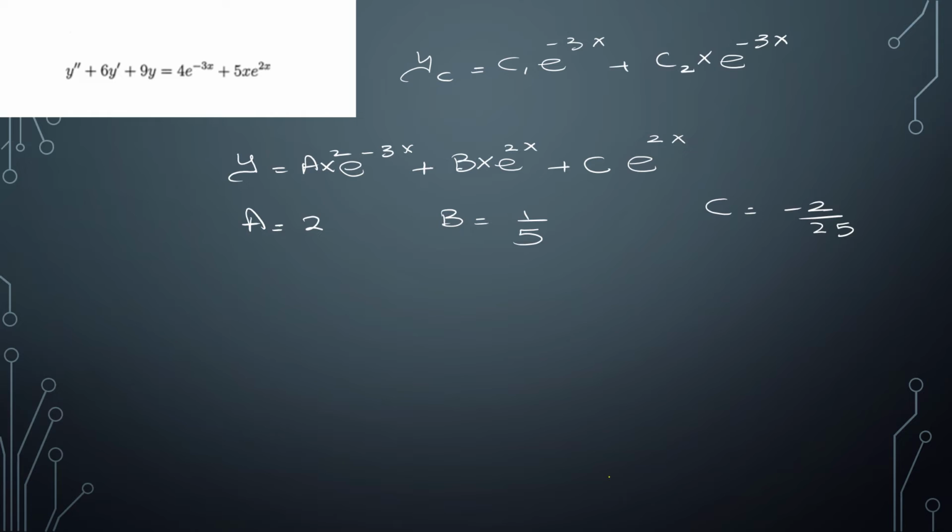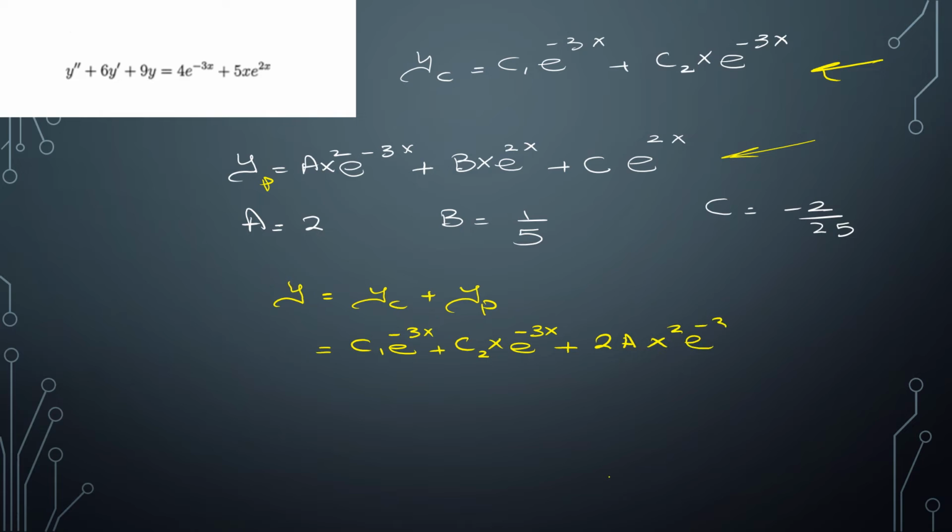Let's write down the final answer: y equals y complement plus y particular solution. So yc is c1 e to the power of minus 3x plus c2 x e to the power of minus 3x, as written here on the top. And my yp is here. In place of a, I can write 2ax square e to the power of minus 3x. In place of b, I will write 1 over 5x e to the power of 2x. And c is minus 2 over 25 e to the power of 2x. So this is my final answer for this question.